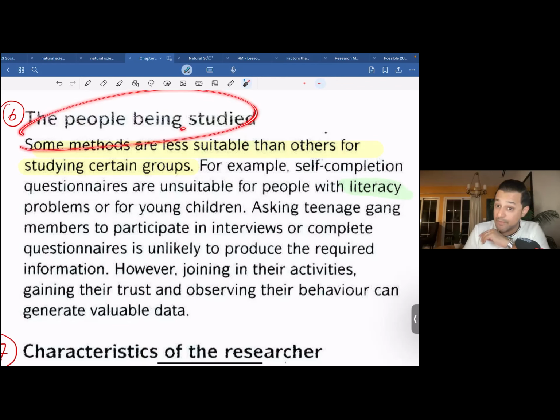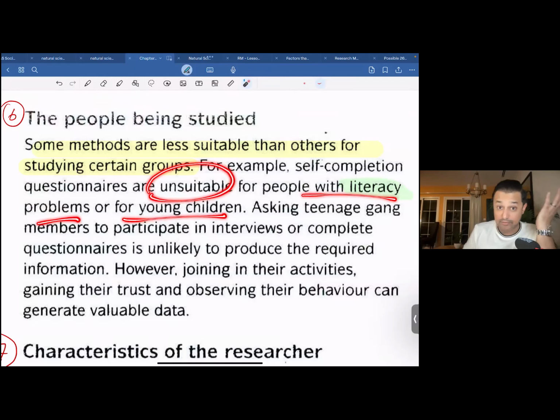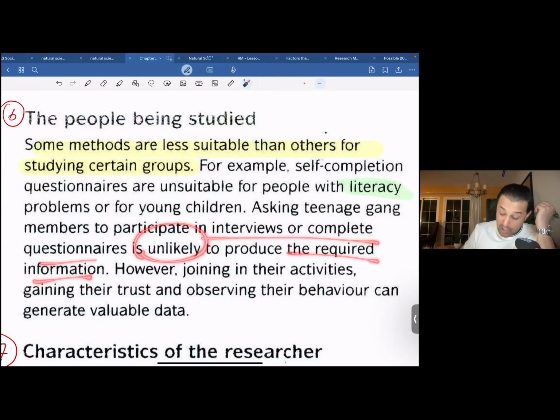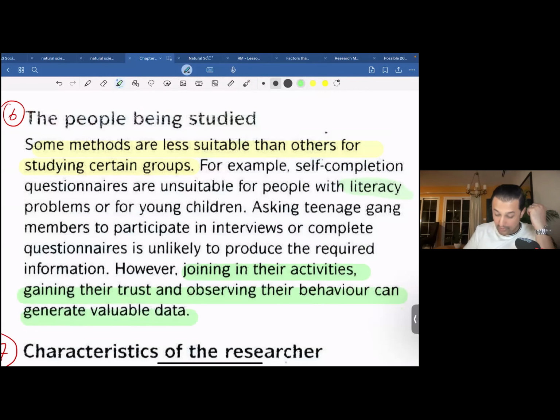So the people being studied is another factor that plays an important role in sociological research. Some methods are less suitable than others for studying certain groups. For example, self-completion questionnaires are unsuitable for people with literacy problems or for younger children, like I was explaining. Asking teenage gang members to participate in interviews or complete questionnaires is unlikely to produce the required information. However, alternatively, you might join in their activities. You might gain their trust and then observe them so that the data you gather is based more on reality. You need to build a rapport with them, gain their trust, and make sure that they are being themselves, so that you have the type of data that you were looking for.